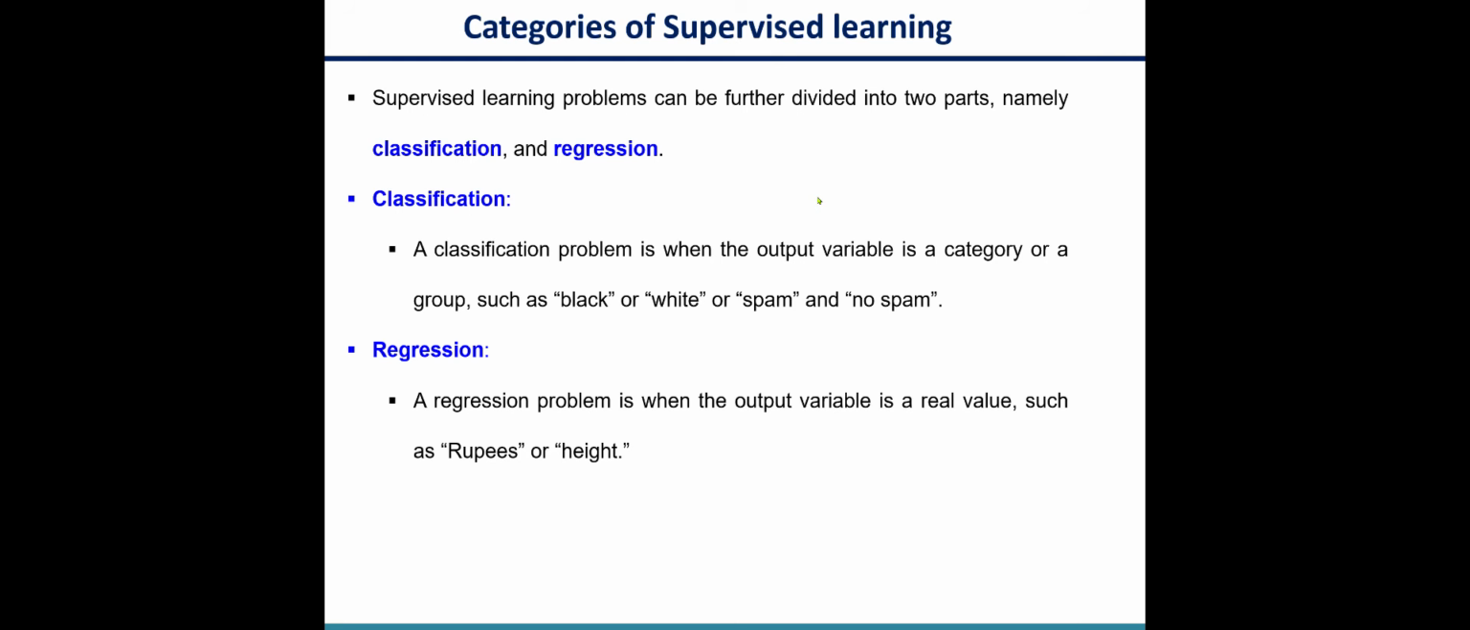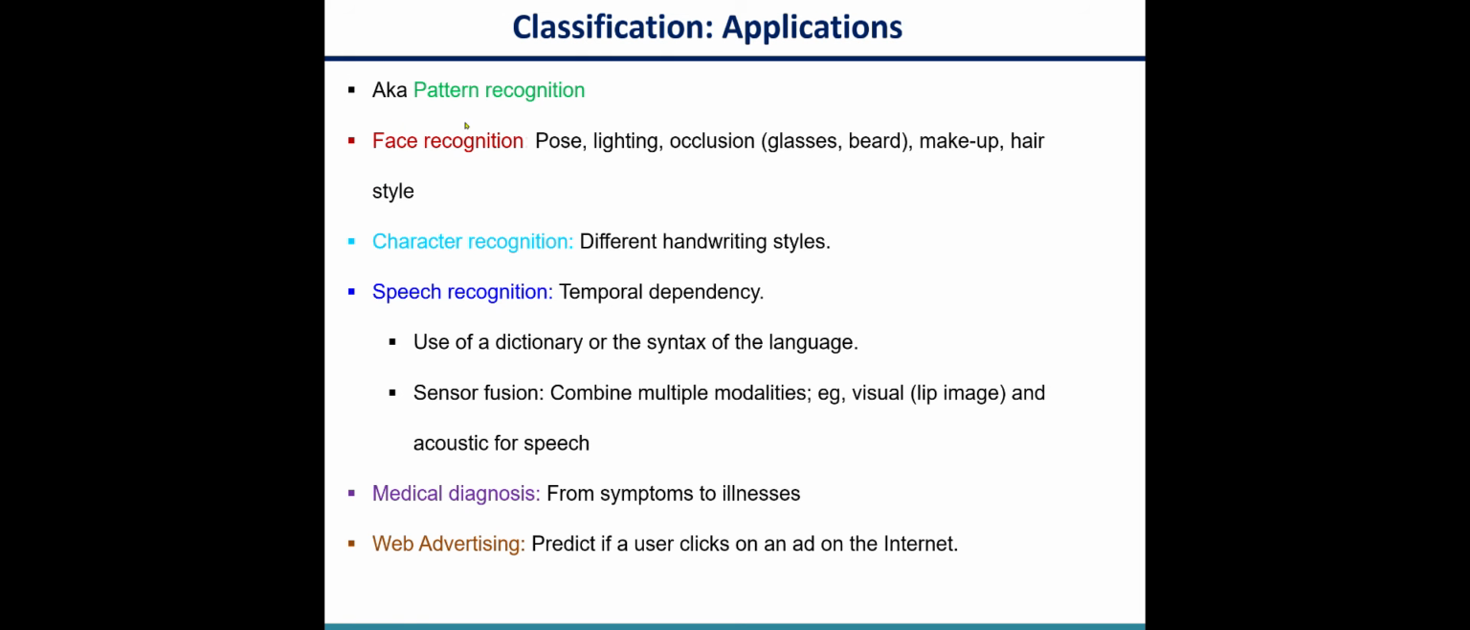As applications of classification, we can use it for pattern recognition: face recognition with pose, lighting, occlusion; character recognition with different handwriting styles; speech recognition with temporal dependency, use of a dictionary, syntax of the language, and sensor fusion, combining multiple modalities, for example visual, lip, image, and acoustic of the speech; medical diagnosis, and web advertising. These are some applications of classification.